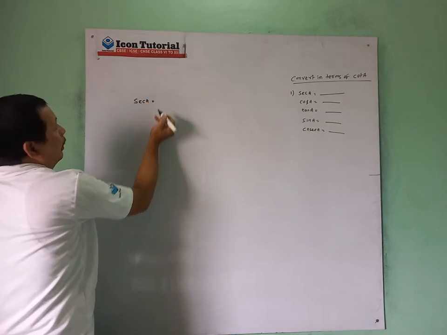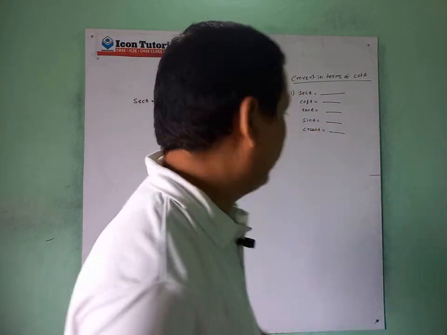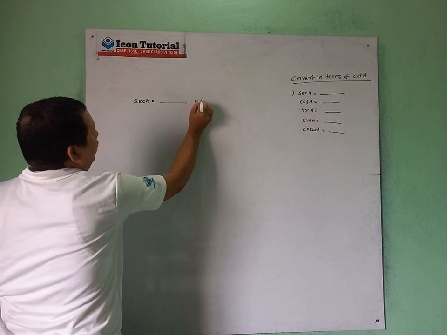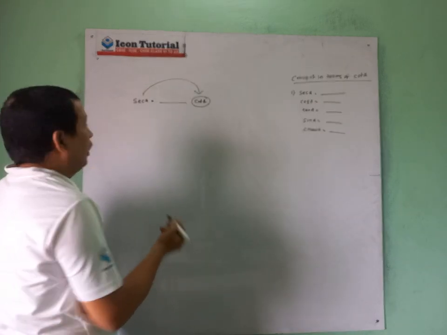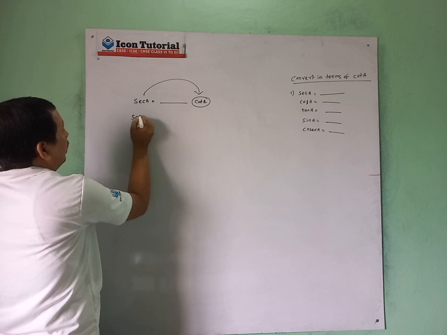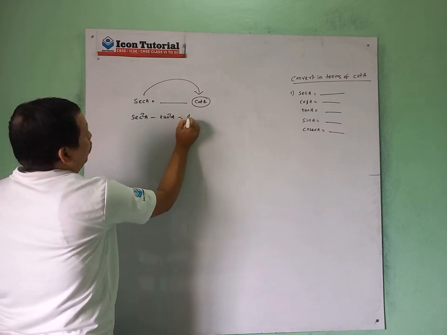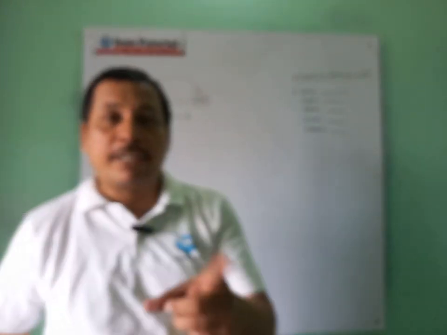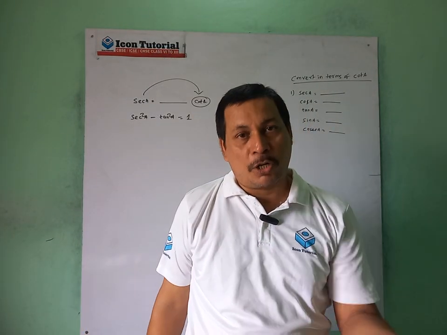We have to convert sec A in terms of cot A. This is your question: sec A in terms of cot A. Let us start. We know that sec square A minus tan square A is equal to 1. Understood? Sin square A plus cos square A is also 1.